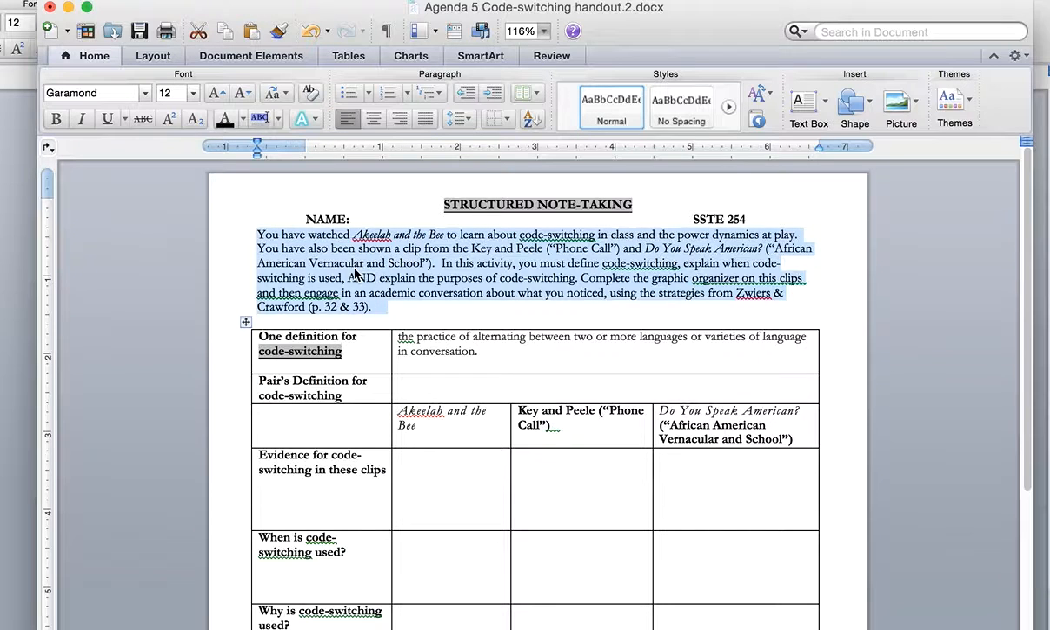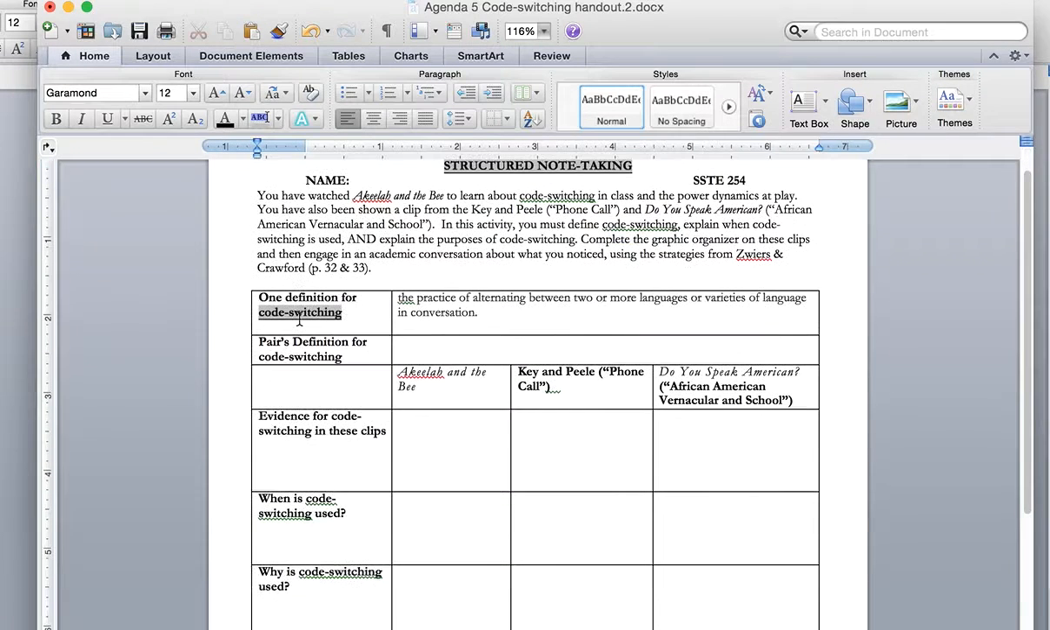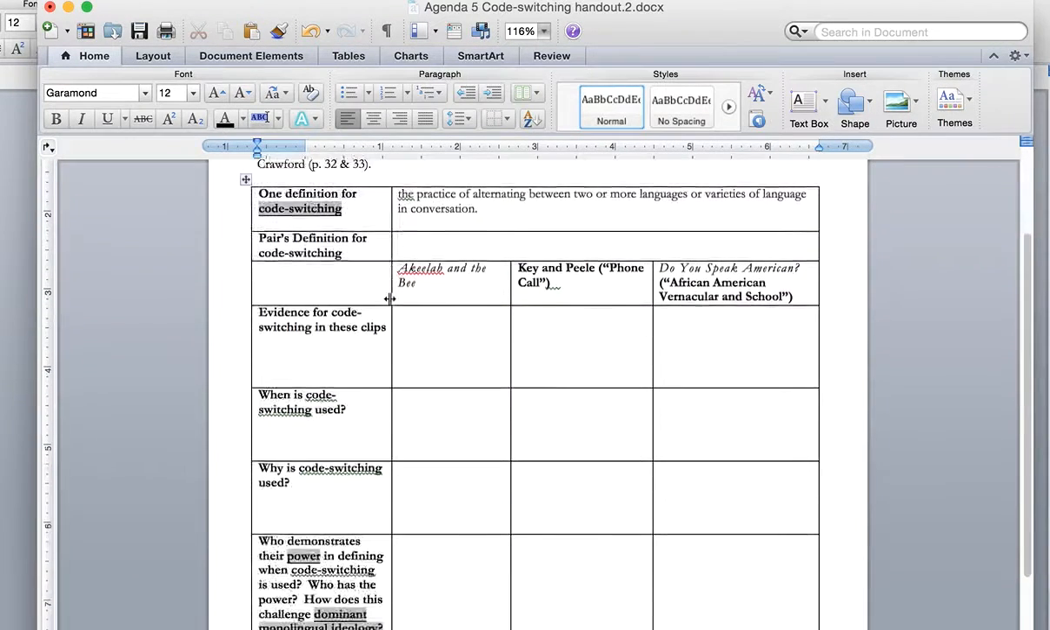You've also been shown a clip from the Key and Peele phone call, and do you speak American, African American vernacular in the school? In this activity, you must define code switching, explain when code switching is used, and explain the purposes of code switching. Complete the graphic organizer on these clips, and then engage in an academic conversation about what you noticed using the strategies from Spires and Crawford. And I give you the page numbers to find that.